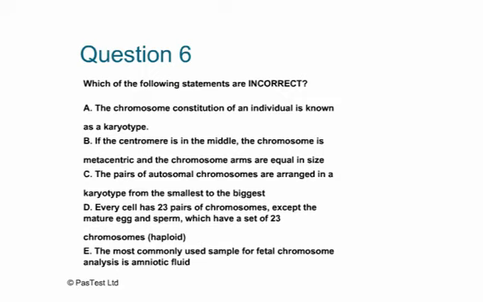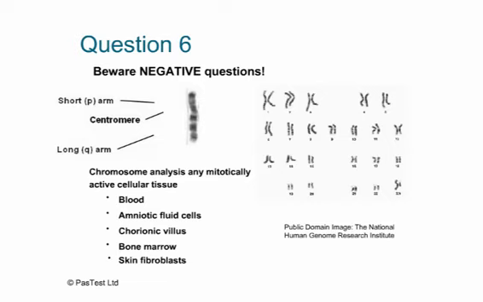In this situation, C and E are incorrect. The pairs of autosomal chromosomes are normally arranged from largest to smallest in a karyotype. Question E is incorrect because although the commonest sample for fetal chromosome analysis used to be amniotic fluid, it is now chorionic villus sample, which is more commonly used because samples can be taken earlier in pregnancy. So as I said, beware, this is a negative question, and always look out for negative questions when they arise because they can throw you unnecessarily.